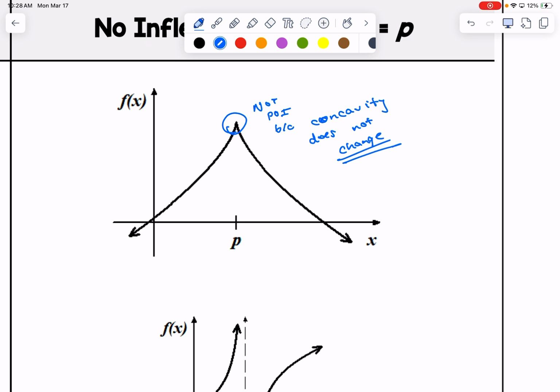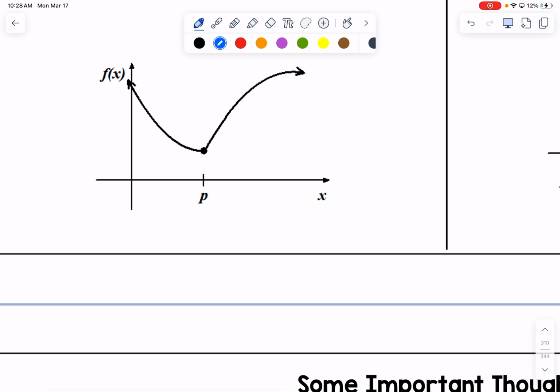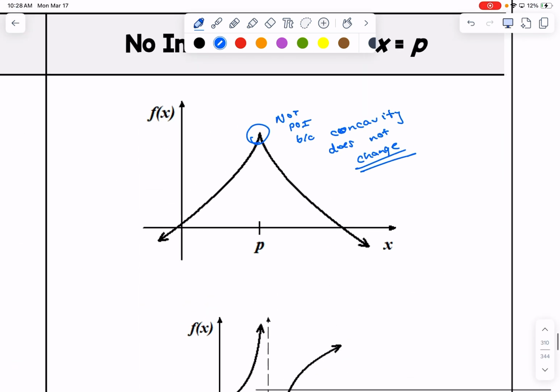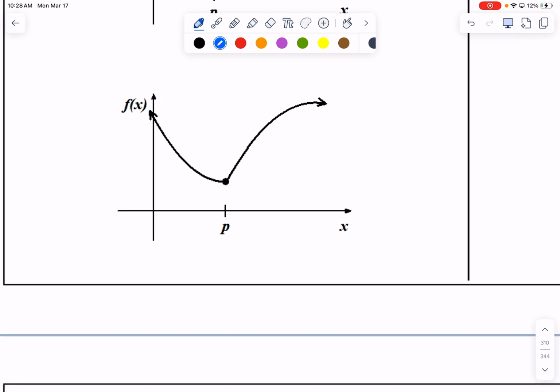Not a POI because concavity does not change. But the next one, it is a cusp. So is a cusp a potential POI? Yes. Does it change concavity? Yes. This one does change concavity, so this one is a POI.